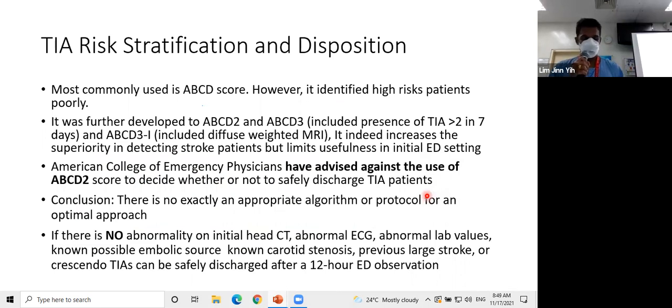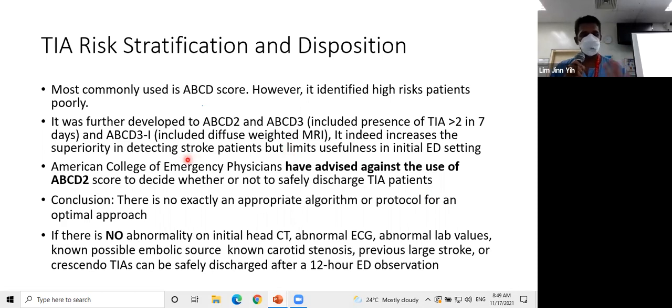For transient ischemic attack, the most common score we use is the ABCD score. However, one thing they noticed is that it identified high-risk patients very poorly. So that's why they modified ABCD to become ABCD3. ABCD3 became ABCD3-I with a diffusion-weighted MRI. All this was actually to increase the sensitivity of the score. However, it limits the usefulness in initial ED settings.